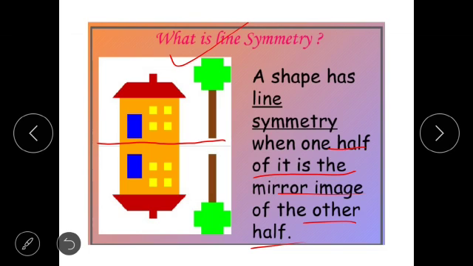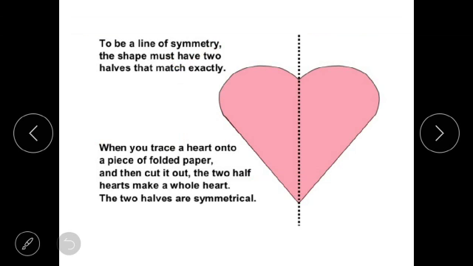When the object on both sides of the line is matching each other, it is called line symmetry. The line may be horizontal, vertical, or it may be diagonal, as in the case of geometrical figures. To be a line of symmetry, the shape must have two halves that match exactly.